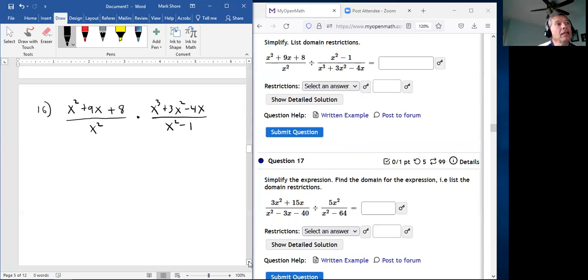Now I play the factoring game. So up on the top, the x squared breaks into x and x. And I'm getting used to this. You get better and better at this. You say 2 numbers that multiply to give me 8 that add up to 9. Can you think of that? 2 numbers multiply together to give you 8 that add up to 9.